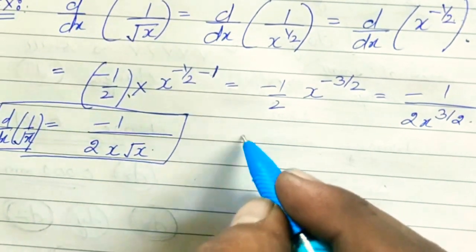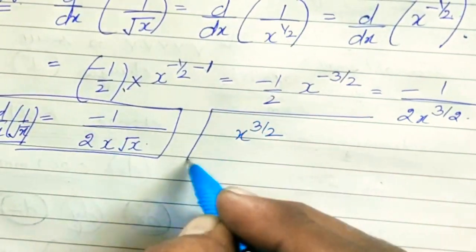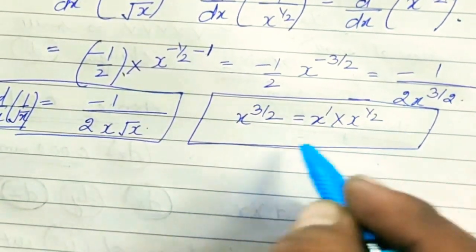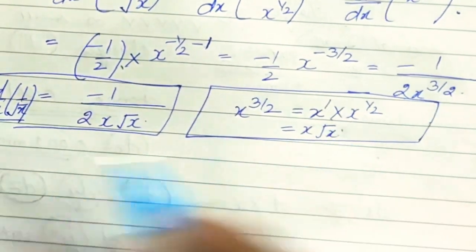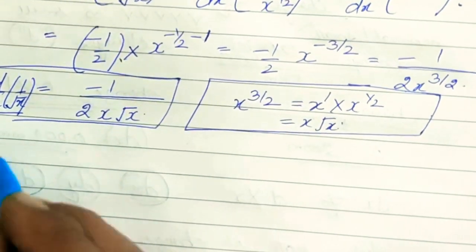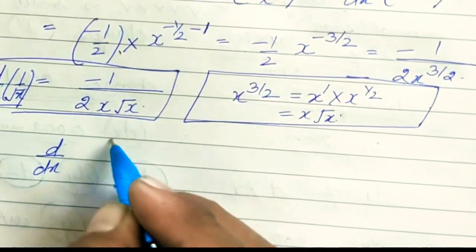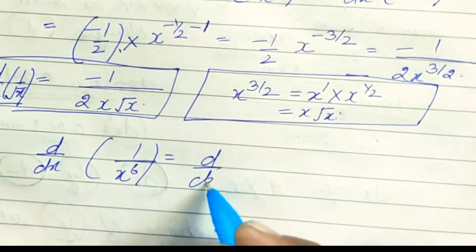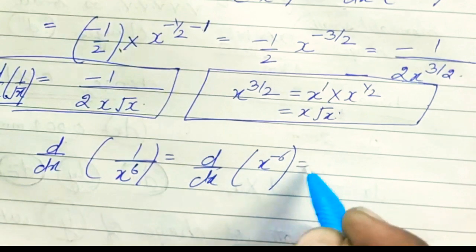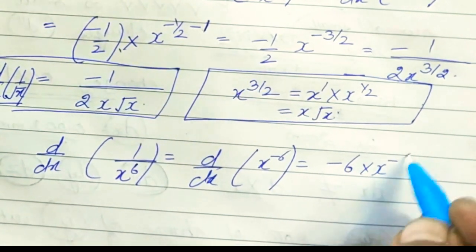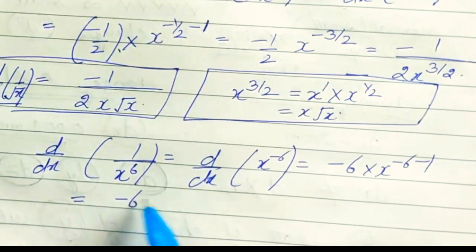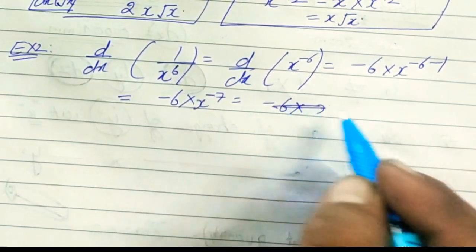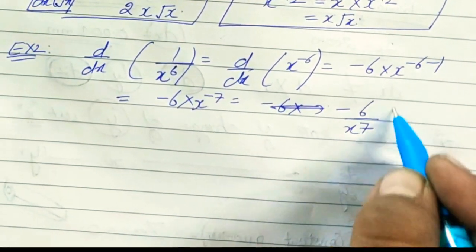How did I do that? x to the power 3 by 2 is x to the power 1 into x to the power half, so it is x root x. Now the last question over this formula is d by dx of 1 upon x to the power 6. Bring x in the numerator, it will become x to the power minus 6. Now minus 6 into x to the power minus 6 minus 1 will become minus 6 into x to the power minus 7. Let's bring this in the denominator, so it will become x to the power plus 7.